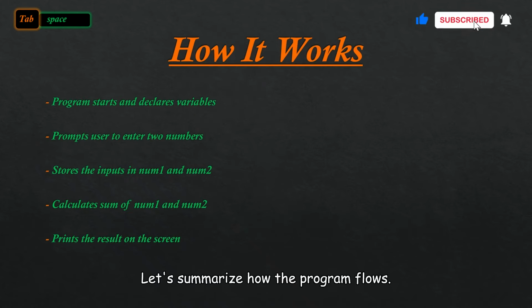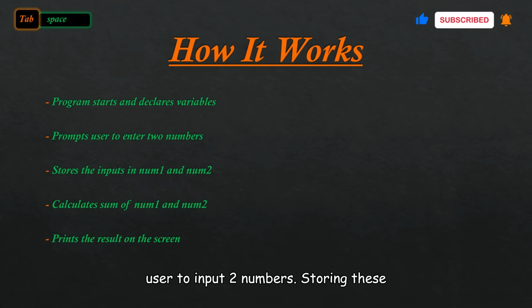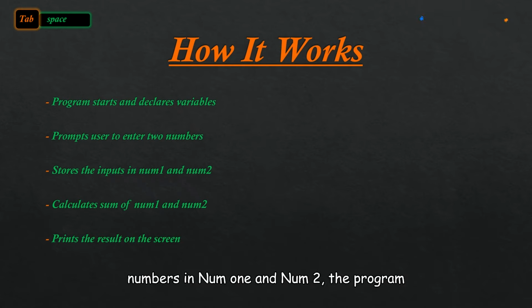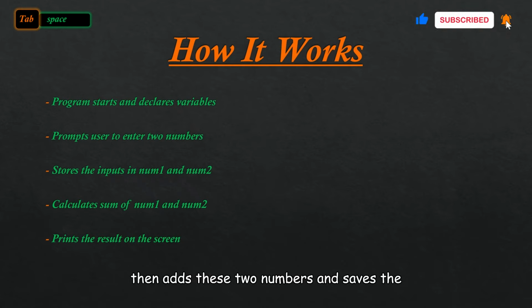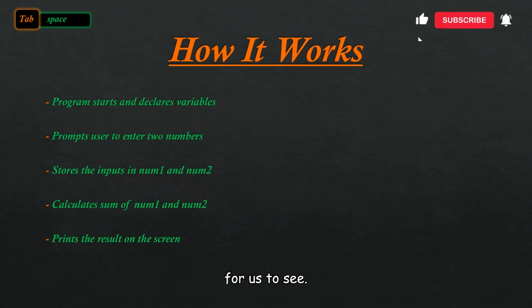Let's summarize how the program flows. When we run it, the program starts by declaring the variables to hold our numbers and their sum. It then asks the user to input two numbers, storing these numbers in num1 and num2. The program then adds these two numbers and saves the result in the sum variable. At the end, it displays the total sum on the screen for us to see.